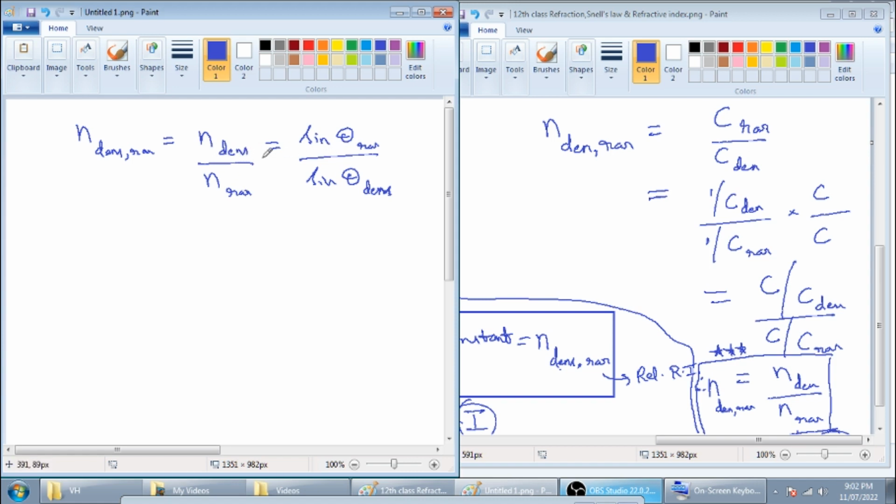Now in this I'll take these two, and cross multiply. It's very simple. We are bringing the denser media terms together. So the refractive index of denser into sine of angle in the denser medium, and the same way the refractive index of rarer into sine of angle in the rarer medium. So n rarer, first I will take rarer, into sine of angle in the rarer medium is equal to n denser into sine of angle in the denser medium.